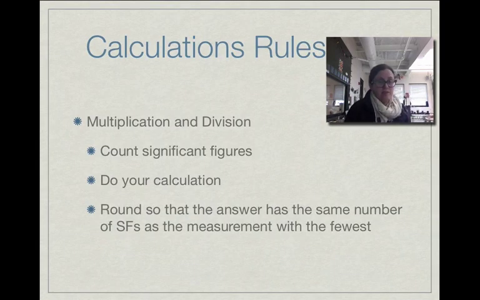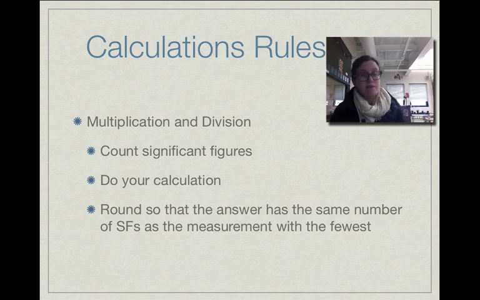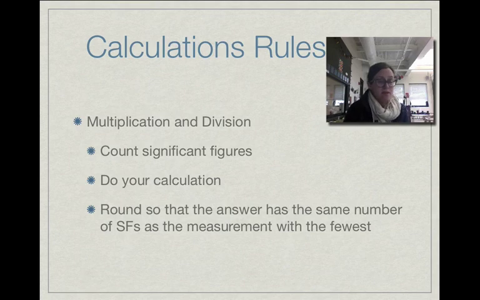For multiplication and division, the calculation rules are a little bit different. In this case, you do count significant figures. So here are your steps. Step 1 is do the actual calculation, put it into the calculator, do it on paper, and then you need to round so that the answer has the same number of significant figures as the measurement with the fewest.